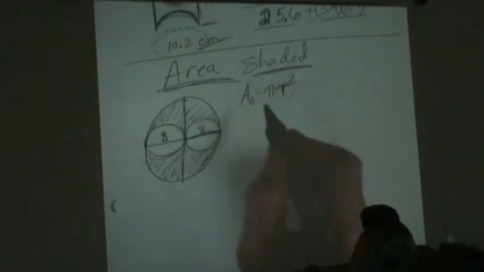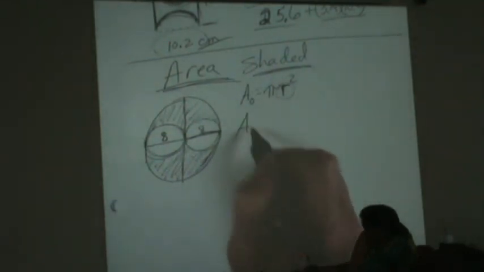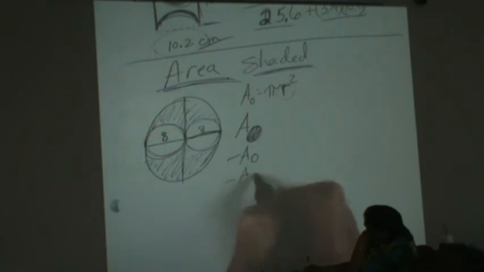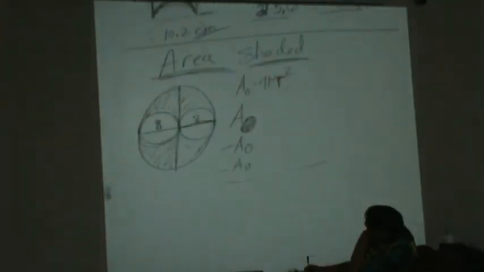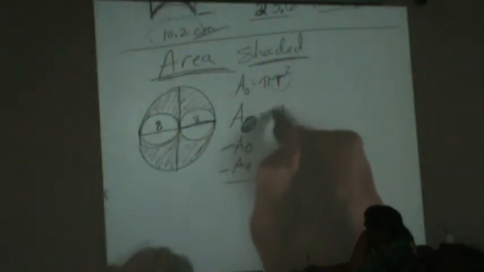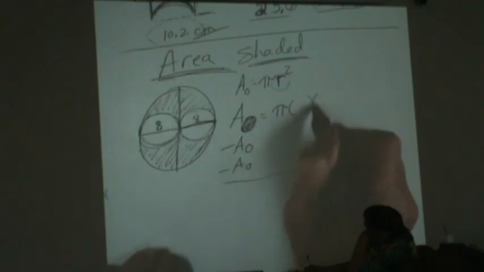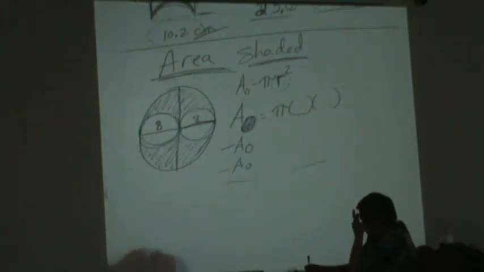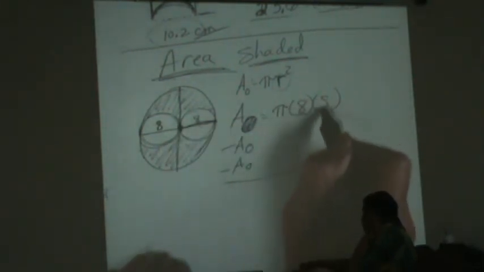Okay? So let's do the area of the big circle minus the area of a little circle. Twice, right? We cut these 2 circles out. So area of the big circle is pi times, what's the radius of the big circle? 8. From the center to the side, it's 8. That's the big circle.